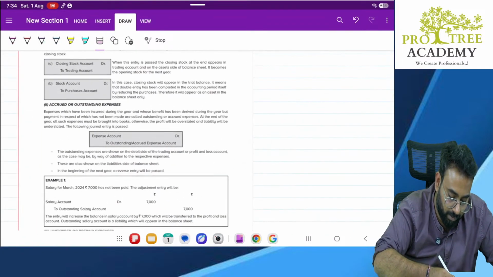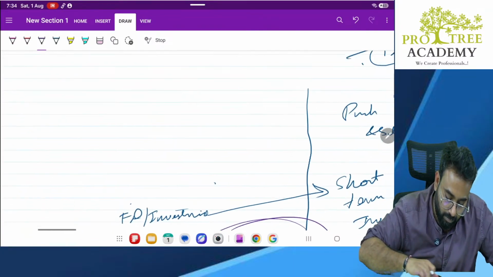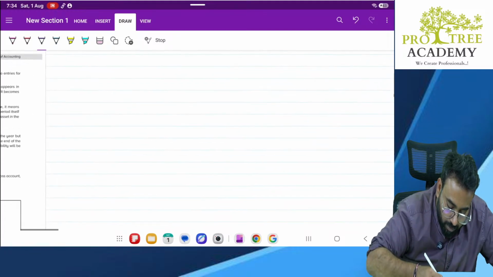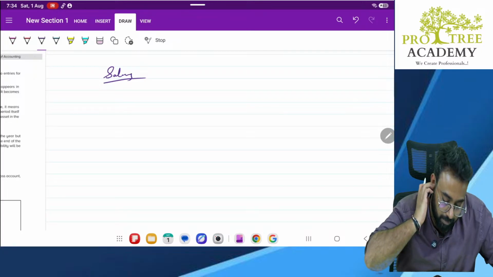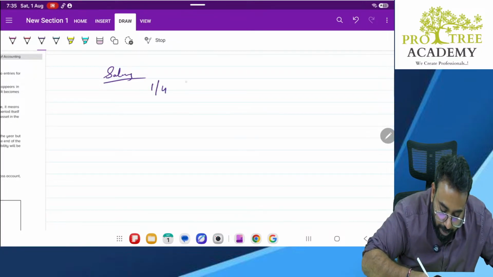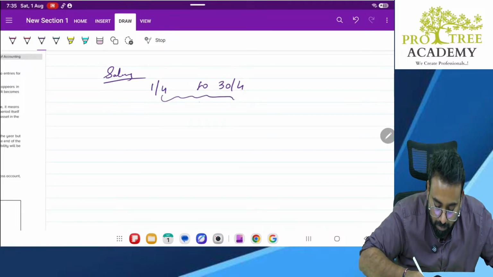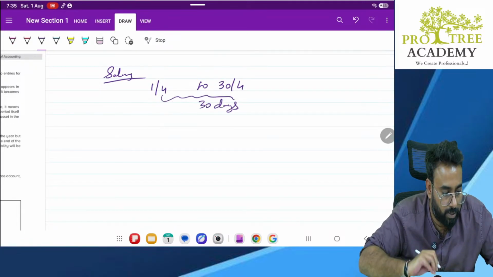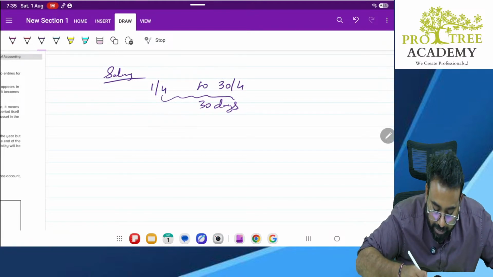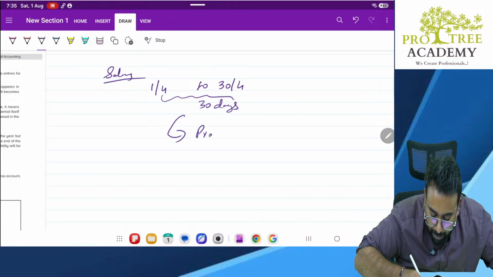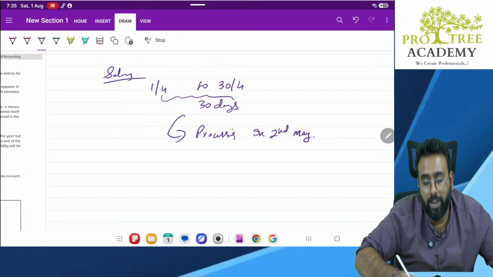Okay, I'll move ahead then. Now, the second one, accrued or outstanding expenses. Understand, salary is paid how? In simple terms, say for example, from 1st April to 30th April, salary is paid for these 30 days, correct? Yes or no? Yes, sir, correct, sir. But understand, even though I need to pay salary for these 30 days, my salary processing will happen on 2nd May. Sir, why?